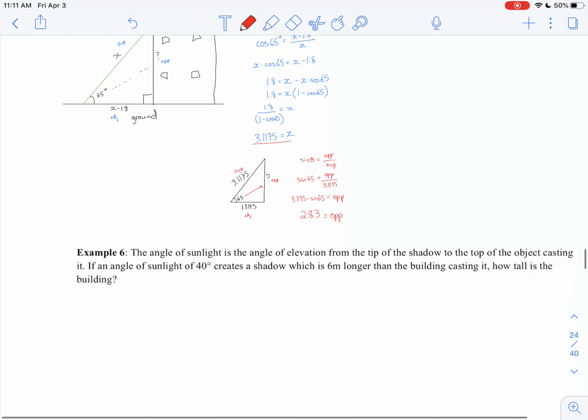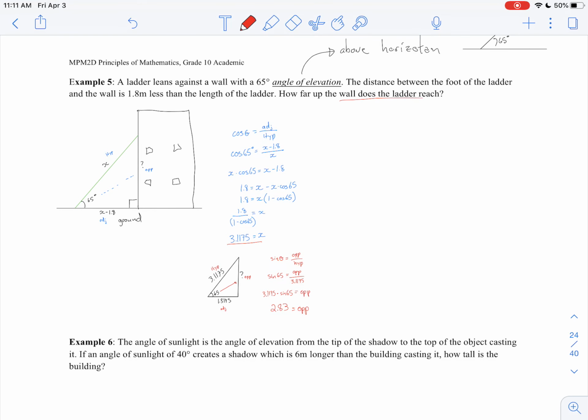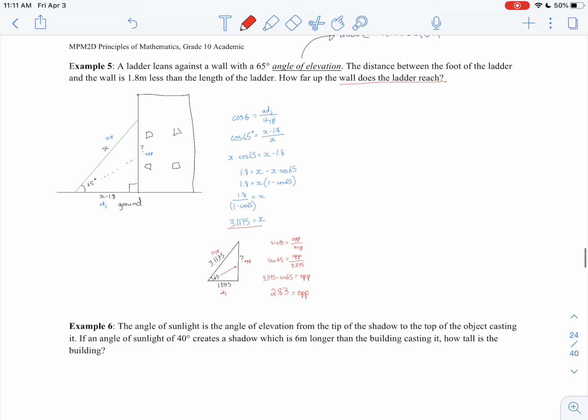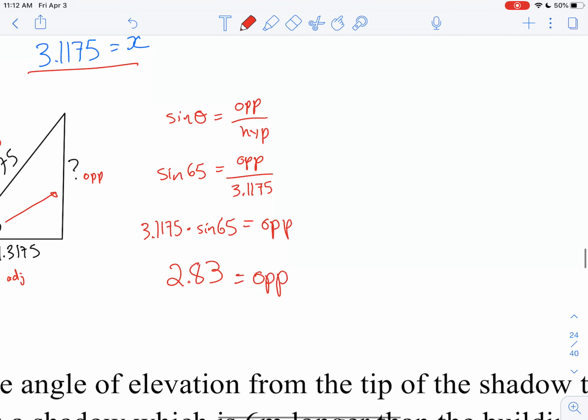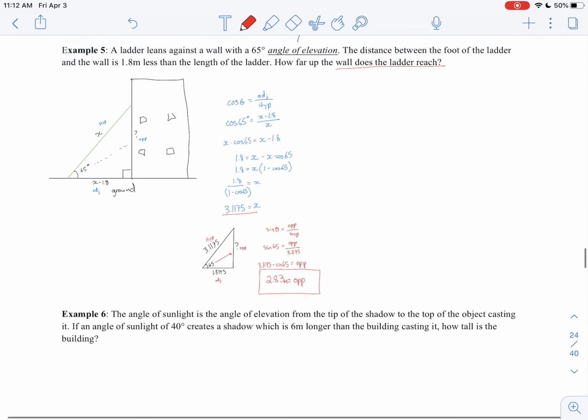Then I'm going to take a look at my question to see what they wanted here. How far up the wall does the ladder reach? It doesn't say where to round this, so I'm going to keep it as 2 decimal places for now. Your science teacher may argue with me with significant figures there, but for now, I'm going to say 2 places is just fine. So it's going to reach 2.83 meters up the side of that wall.